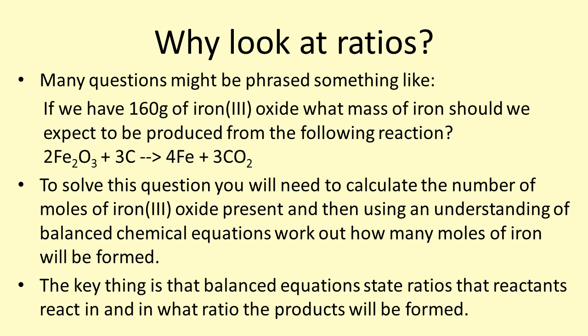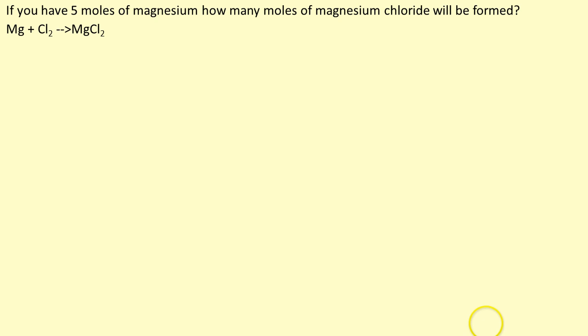Where 2 moles of iron 3 oxide reacts with 3 moles of carbon to form 4 moles of iron plus 3 moles of carbon dioxide. To solve this question, you'll need to calculate the number of moles of iron 3 oxide present, and then using an understanding of balanced chemical equations, work out how many moles of iron will be formed. The key thing is that balanced equations state the ratios that reactants react in and what ratio the products will be formed. If you have 5 moles of magnesium, how many moles of magnesium chloride will be formed?